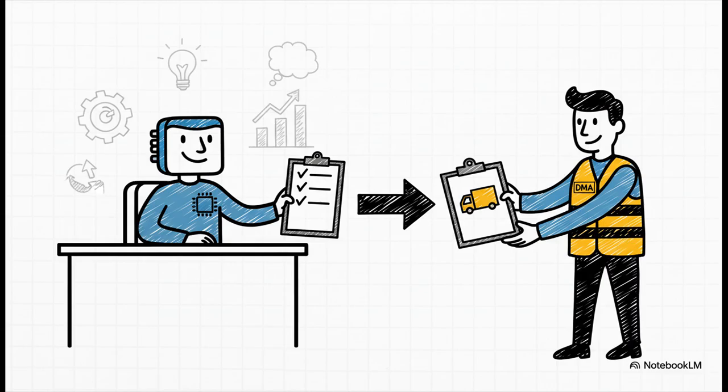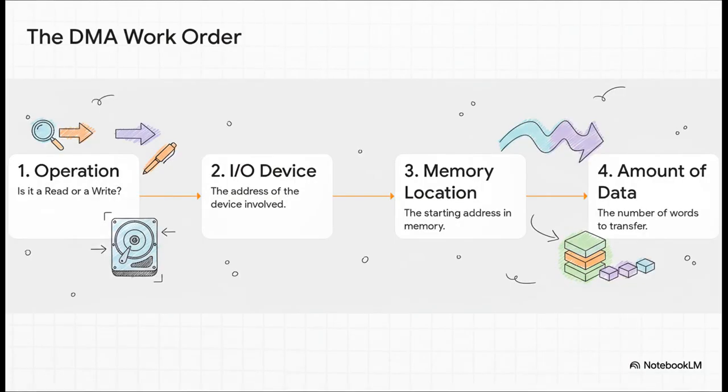So how does this whole process kick off? Well, the CPU doesn't just step aside randomly. It delegates the job properly. It creates what you can literally think of as a work order and just hands it off to the DMA module. This work order has 4 absolutely critical pieces of information.